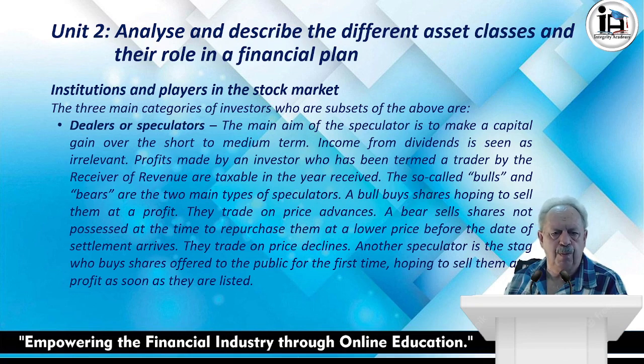A bull buys shares hoping to sell them at a profit. They trade on price advances. A bear sells shares not possessed at the time, to repurchase them at a lower price before the date of settlement arrives. They trade on price declines. Another speculator is the stag, who buys shares offered to the public for the first time, hoping to sell them at a profit as soon as they are listed.